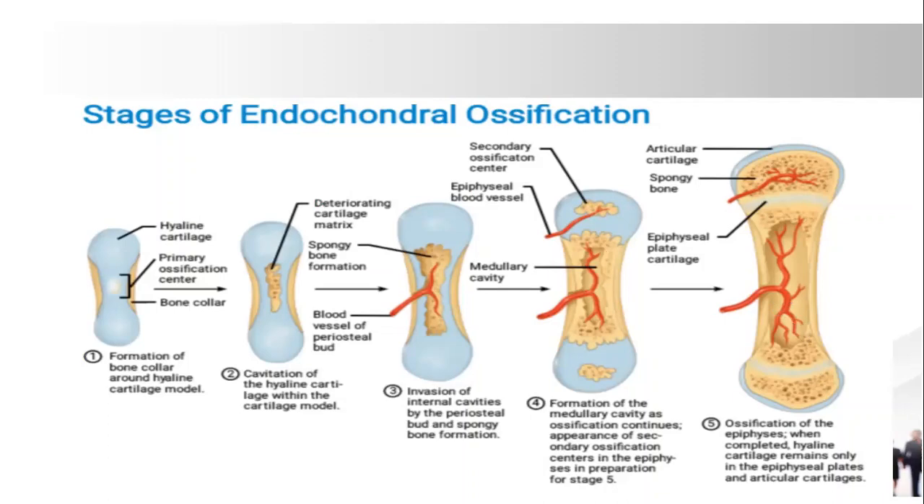When completed, the hyaline cartilage remains only in the epiphyseal plates and articular cartilages. That's the case whereby you can find the articular cartilage, which will later form part of the joint. Then we have spongy bone, which has eventually developed and is now getting older and older. Then we have the epiphyseal plate cartilage, which is this, and it keeps narrowing over time until it fuses in older stage when ossification completes. So this is the summary of the stages of endochondral ossification.